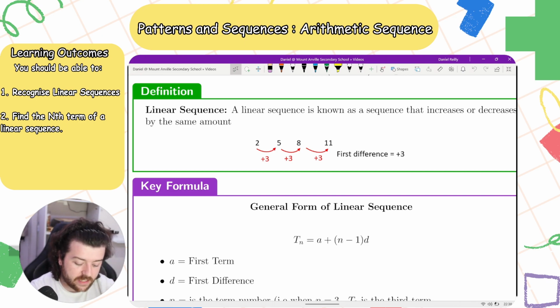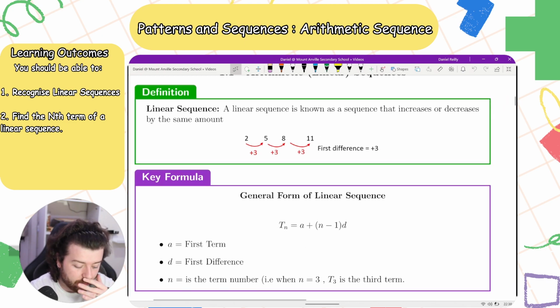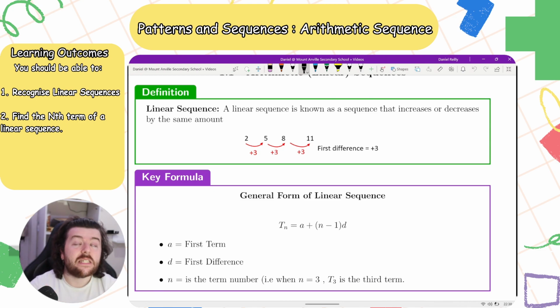So a linear sequence or an arithmetic sequence is a sequence that increases or decreases by the same amount. For this sequence, my first difference, this red thing here, is 3. Therefore every term is going up by 3. So I know the fifth term would be 14, the sixth term would be 17, and so on. A linear sequence goes up or down by the same amount.